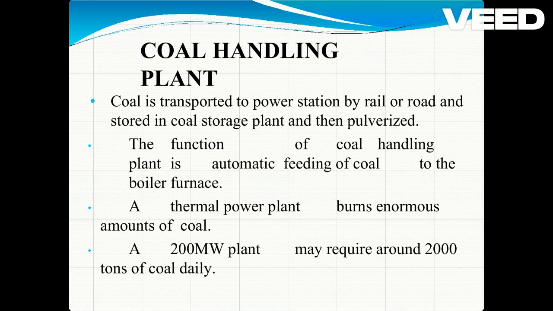Now, the function of the coal handling plant is the automatic feeding of the coal to the boiler furnace. So, there are conveyors which are used to feed this coal to the boiler furnace. A thermal power plant burns an enormous amount of coal to turn water into steam. Consider a 200 megawatt plant may require around 2000 tons of coal daily. So this is the capacity for which we require a 200 megawatt plant.